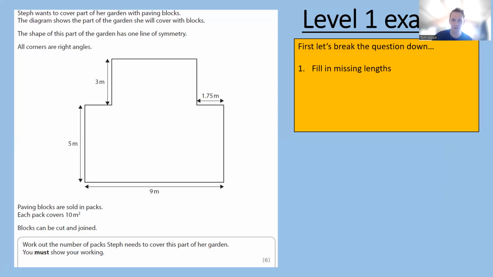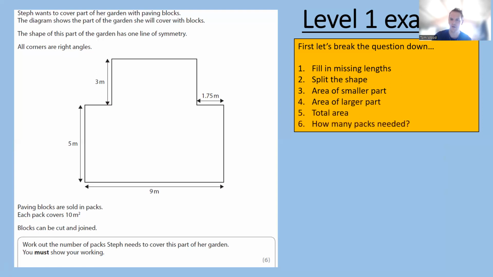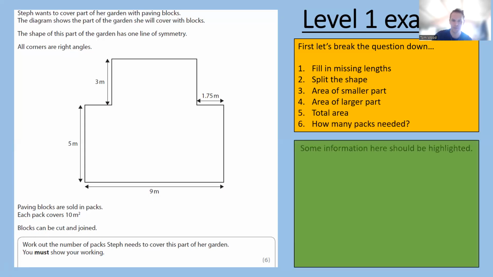So to solve this problem, and again, without doing the maths, I'm going to fill in any of the missing lengths. This is a compound shape, so I'm going to split it across here. So I have the top part and the bottom part. I'll find the area of the top, the area of the bottom, and then I will find the total area and use that to find out how many packs I need. So already we've broken this down a fair amount.